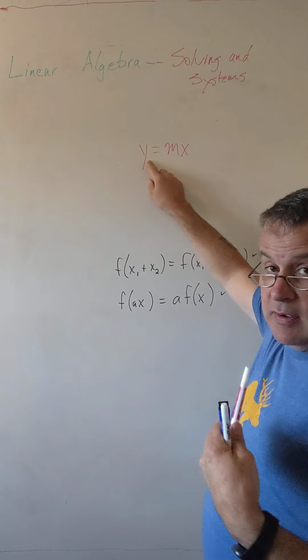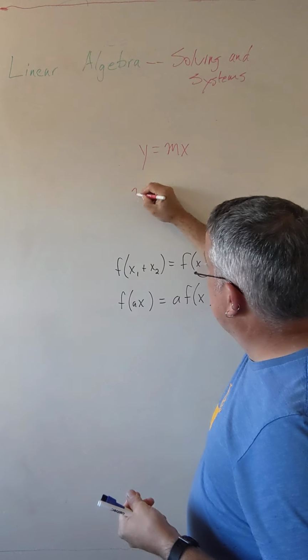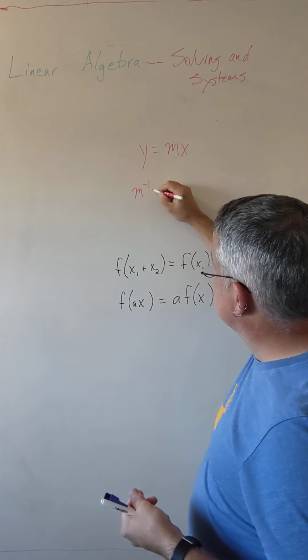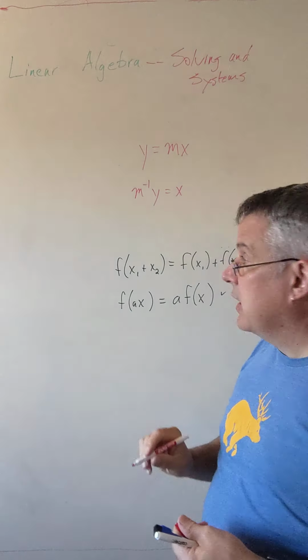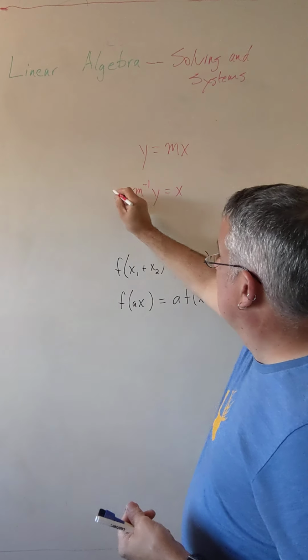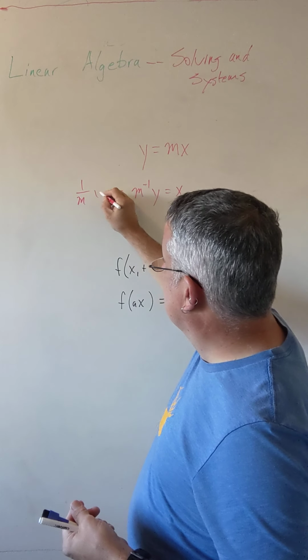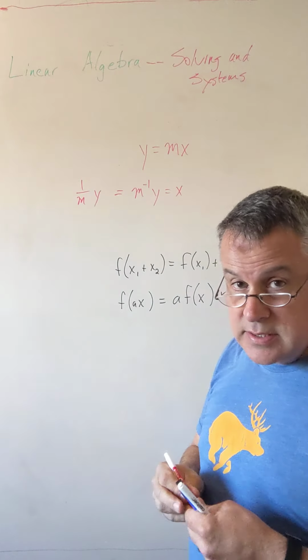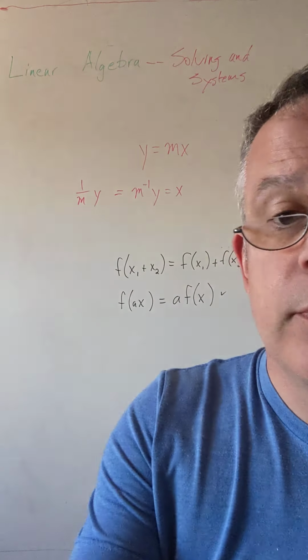If you give me y and ask what's x, I can just write m inverse times y equals x. And what do I mean by inverse? I just mean 1 over m times y. That's easy to do. But what if we have a more complicated example?